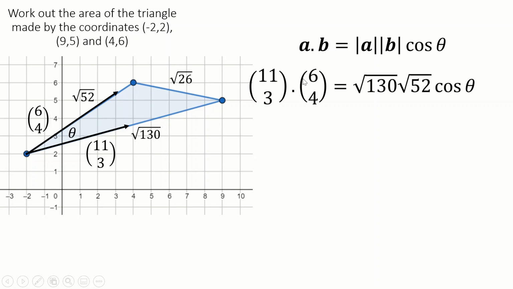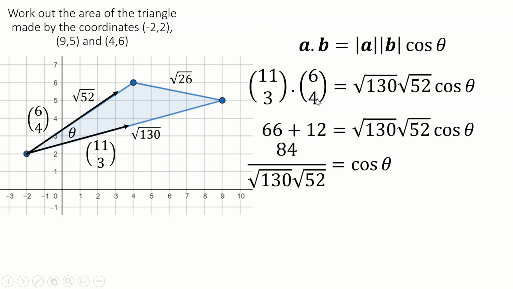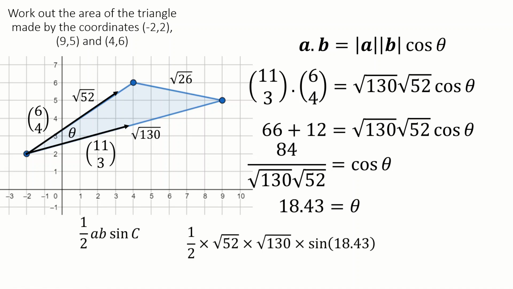So 11.3.64 is root 30 times root 52 times cos theta. To do the dot product, you just multiply across and add up the results, so 66 plus 12. If this maths looks familiar, it's because essentially the cosine rule is just this. So if you scroll all the way back in the video, you'll see that cosine rule got me this as well. Anyway, do cos inverse, you find this, then do, of course, a half AB sine C, and you can find that the area is, of course, 13.